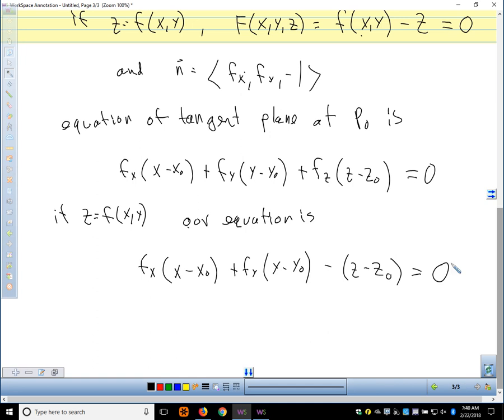And we can also use these vectors. Those would be our vector in the direction of the normal line. And we can use those vectors then to write the parametric equations or the symmetric equations of the normal line. All right. Questions about tangent plane?